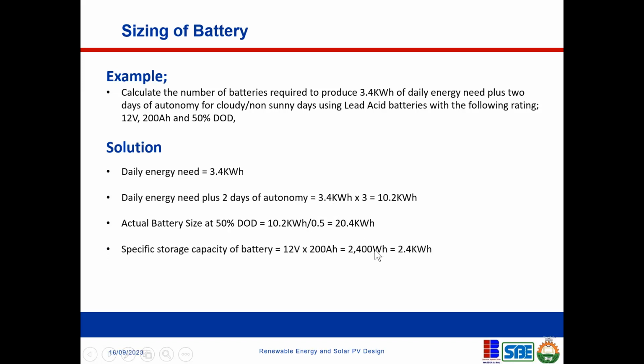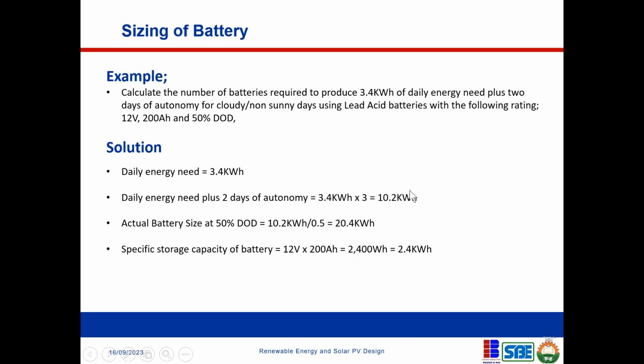So, the specific energy storage of one of the batteries. Remember we were told that it is a 12-volt battery and 200 amp hour battery. So what amount of energy can one battery store in terms of kilowatt hour? One battery can store 12 volts times 200 amp hour, which is equal to 2,400 watt hour, or 2.4 kilowatt hour.